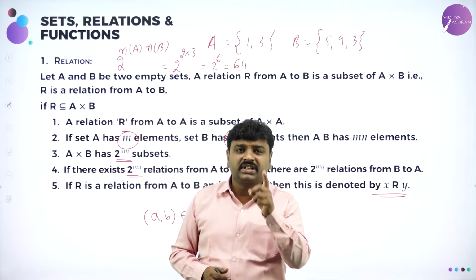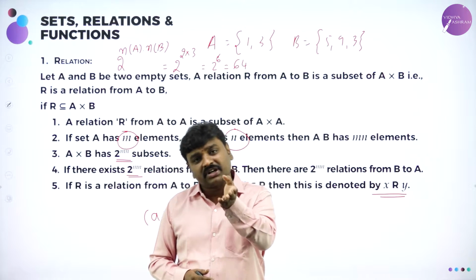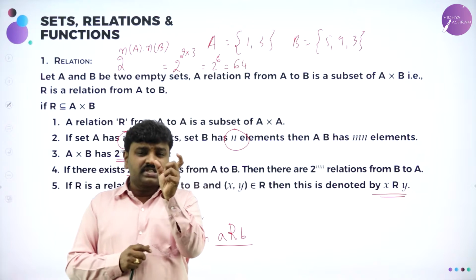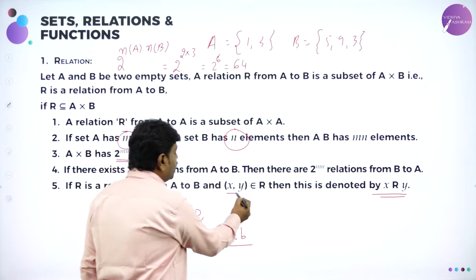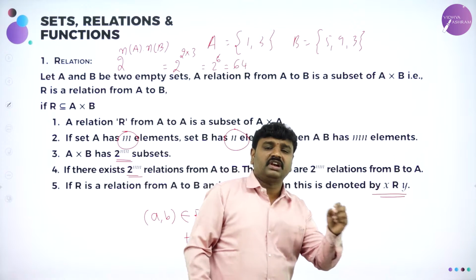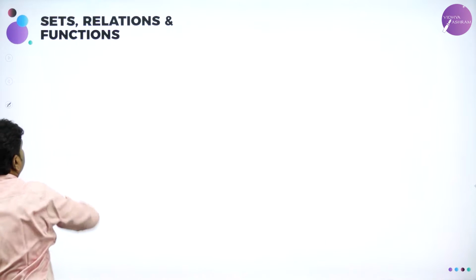I told you a relation from A to B is a subset of A cross B. A relation on A is a subset of A cross A, where in each ordered pair, the first element should be related to what? The second element. If (x, y) belongs to the relation, then the first element x should be related to what? The second element y. For example, if we take examples, it will become easy for you.